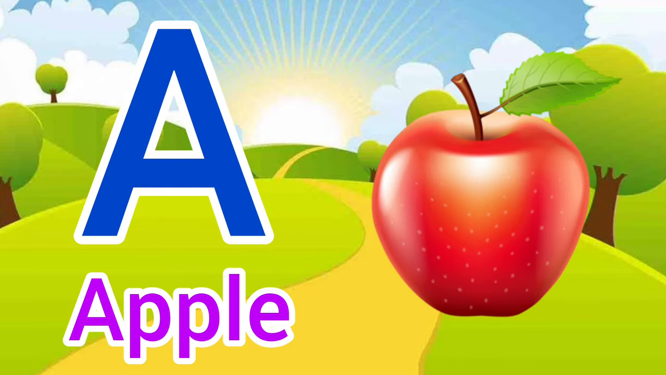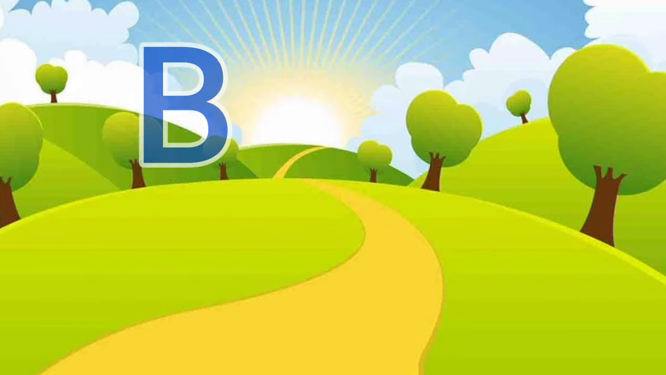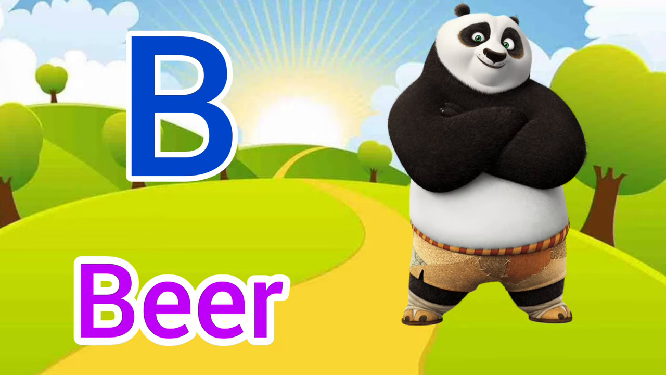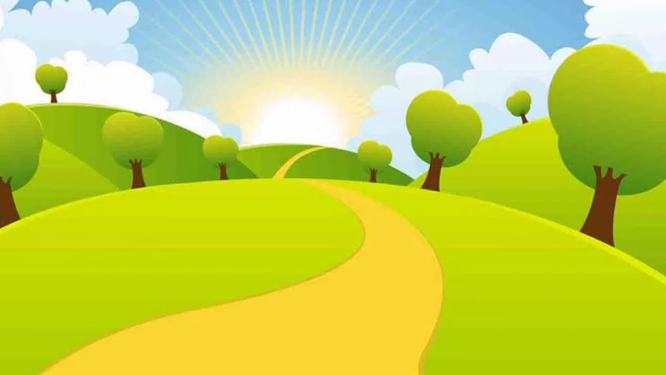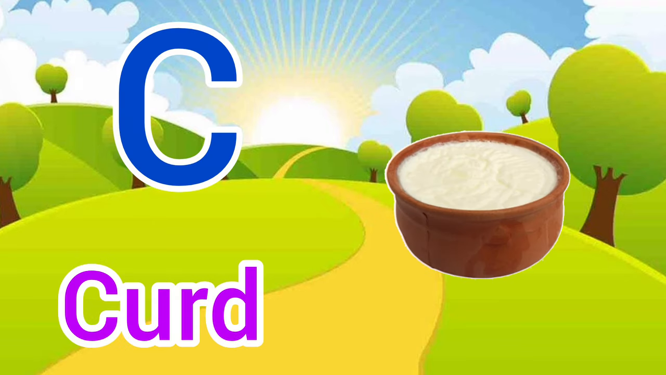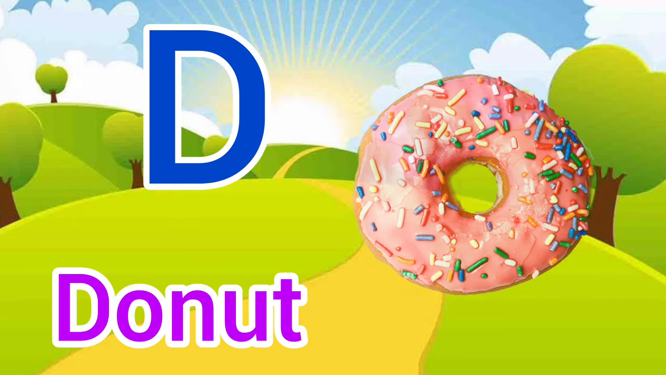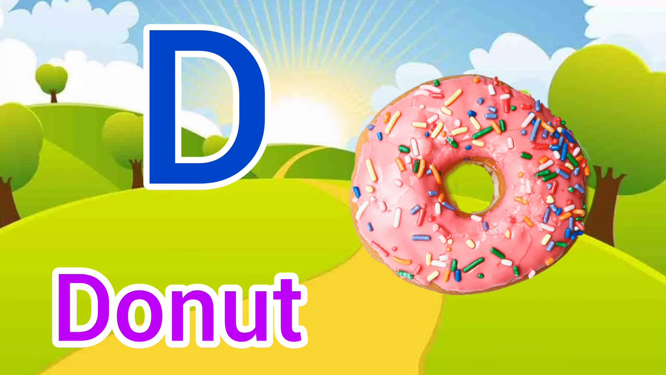A for apple. Apple means seb. B, B for bear. Bear means bhalu. C, C for curd. Curd means dahi. D, D for donut. Donut means donut.